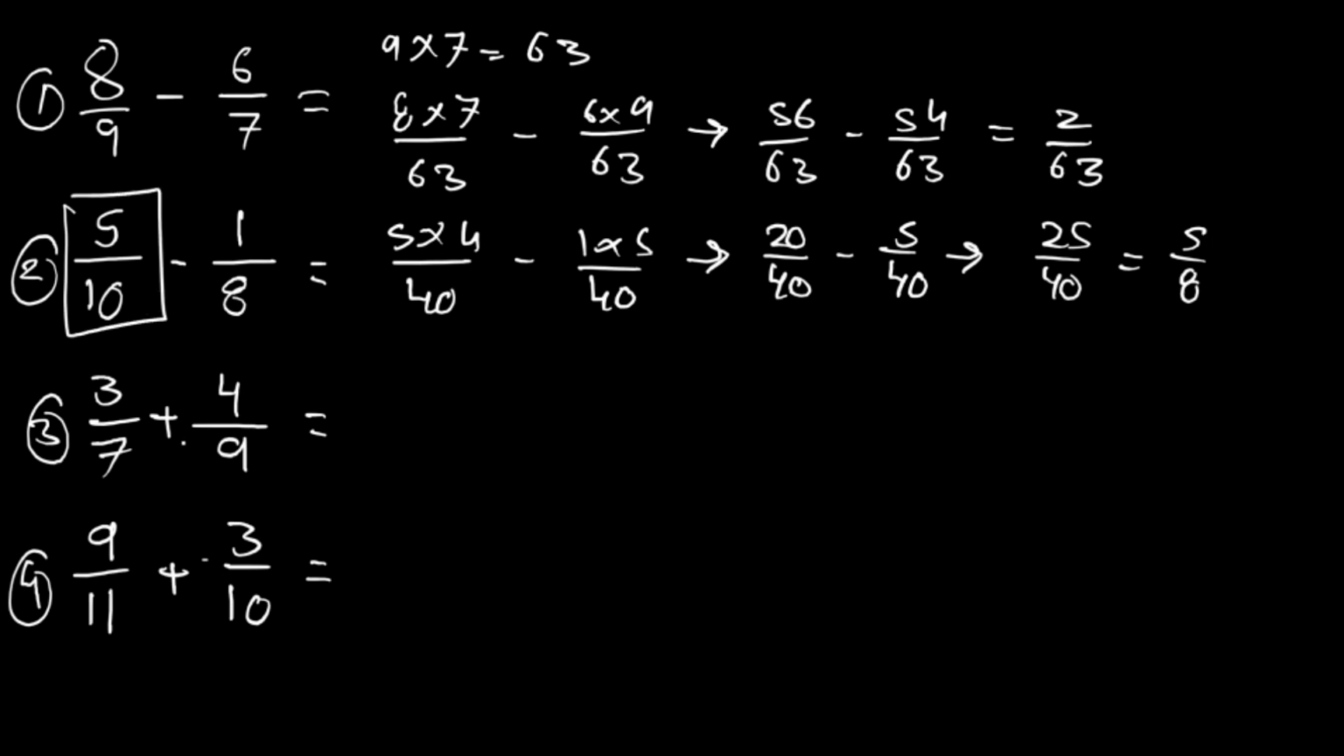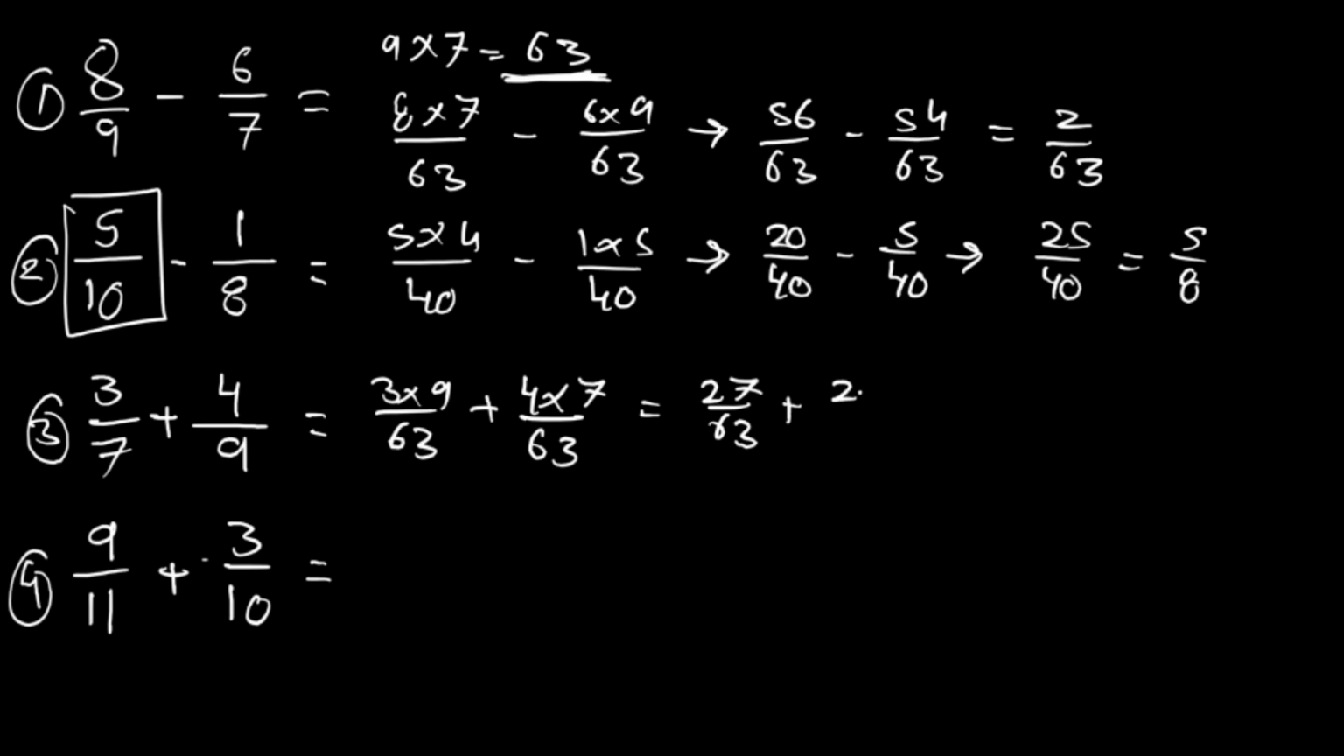3 over 7 plus 4 over 9. A common denominator of 7 and 9 is 63, like we did before in question 1. So 3 times 9 over 63 plus 4 times 7 over 63. That would give you 27 over 63 plus 4 times 7 is 28. I nearly forgot my times tables there. And this would give you 55 over 63.